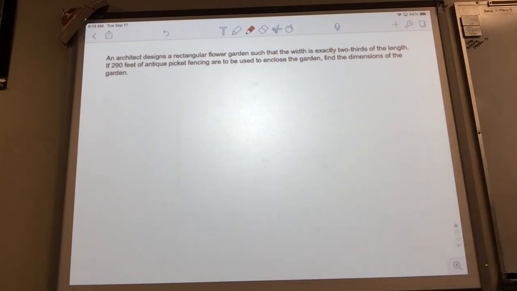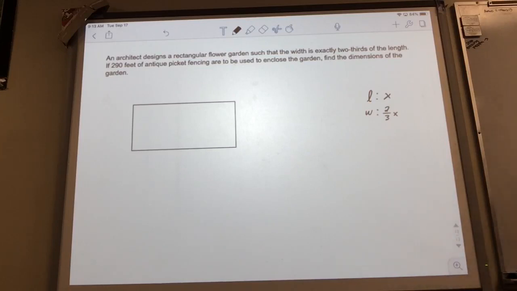Okay, so first we're talking about a rectangle. So draw a rectangle. Next we've got two things that we're looking for, a length and a width. Which one of those is the base, which one of those is what we're basing everything on? It says the width is exactly 2/3 of the length. So yes, we are basing the width on the length. So the length is our x. The width is 2/3 of our x, 2/3 of the length.